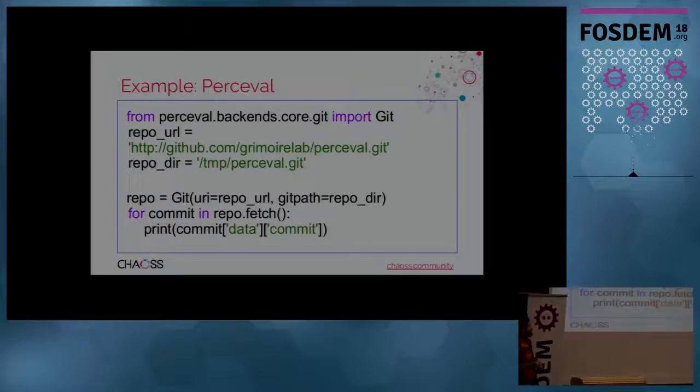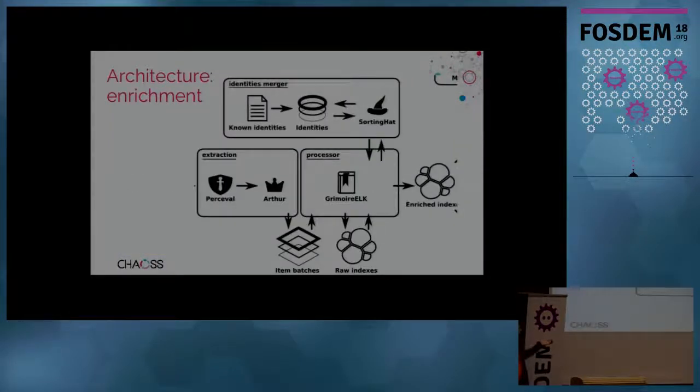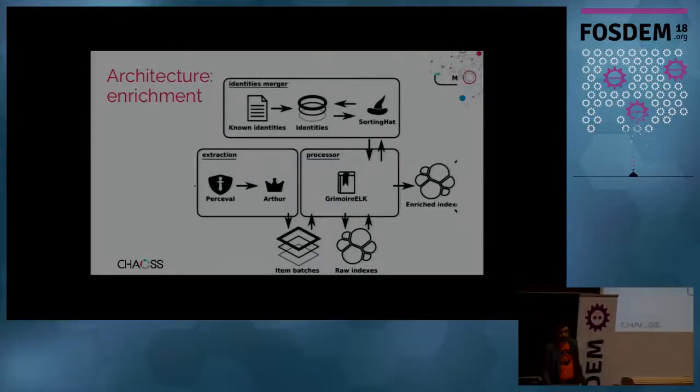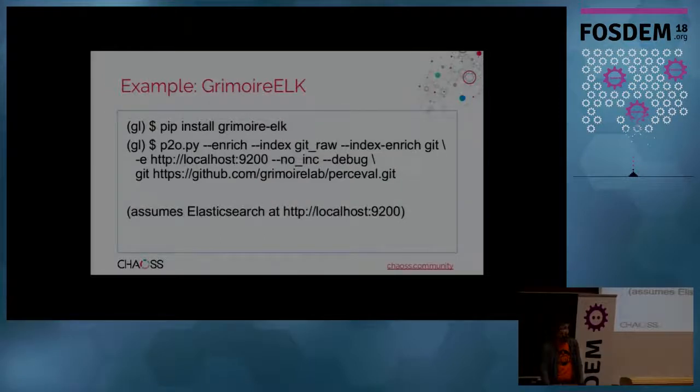And it's always the same, so that you have the data as Python dictionaries, which are very convenient to use to feed pandas or whatever. This is the architecture for enrichment that I already mentioned, where we are dealing with identities, raw indexes, and so on. And this is an example of how to run that.